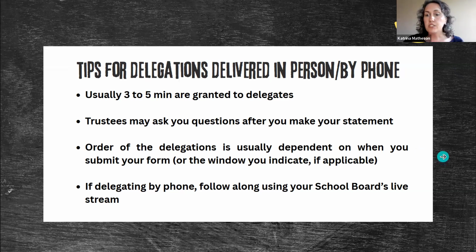The order of delegations is usually dependent on when you submit your form, or sometimes they might ask you to indicate a window. Again, it just depends on what your board's process is. If you're delegating by phone, you may have to follow along using your school board's live stream or being on a Zoom, whatever instructions they give you.